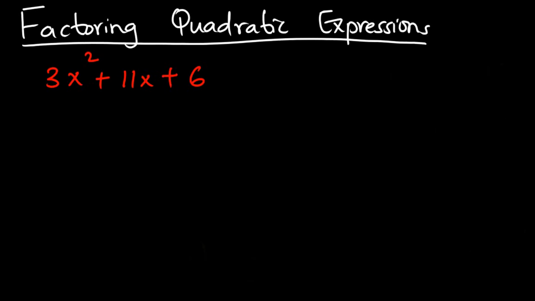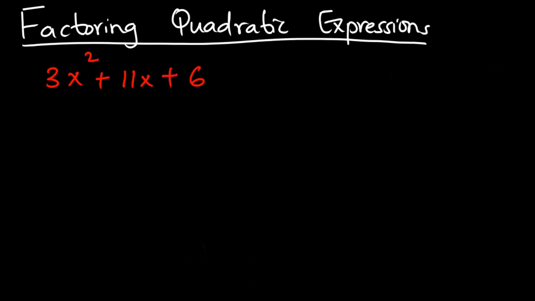So I want us to move further and look at how to factor quadratic expressions where the coefficient of x squared is not 1. For example, for this case, the coefficient of x squared is 3. So how do we go about it? How do we factor such a quadratic expression?